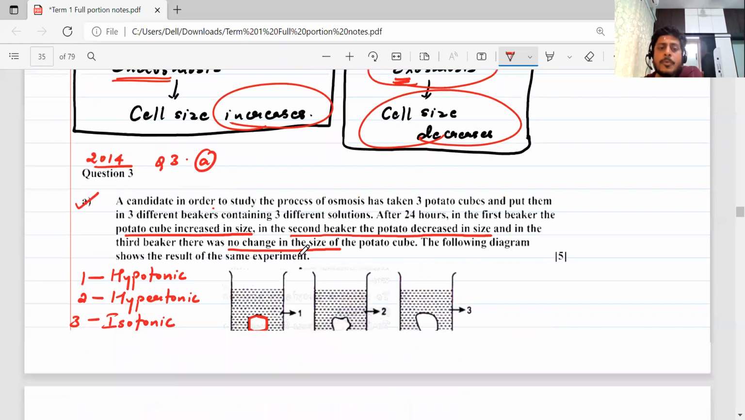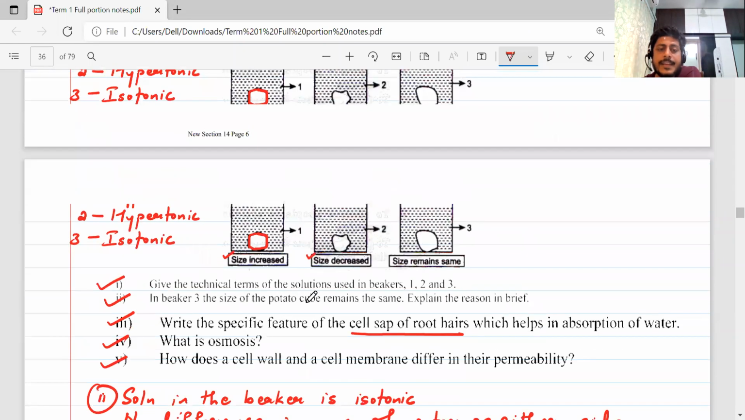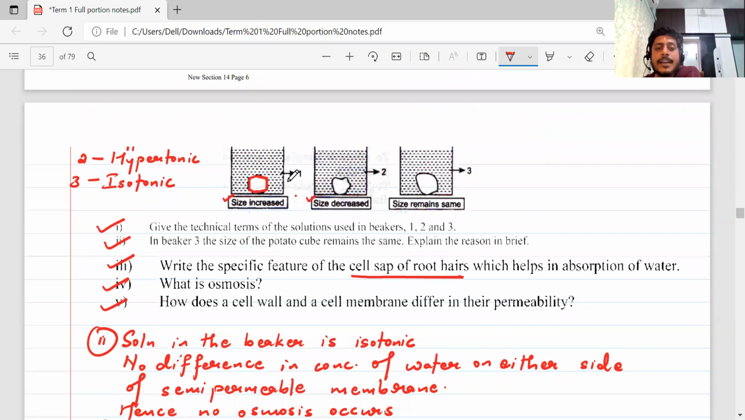ओके, द बोर्ड क्वेश्चन 2014 वाला, दे हैड गिवन सेल का साइज इंक्रीज हो रहा है मतलब सेल के अंदर पानी जा रहा है मतलब बाहर का solution हाइपोटोनिक है तो 1 इज हाइपो. सेल का साइज डिक्रीज हो रहा है मतलब सेल के बाहर पानी जा रहा है मतलब बाहर का solution हाइपरटोनिक है. सेल साइज इज रिमेनिंग द सेम मतलब नो ऑस्मोसिस मतलब आइसोटोनिक.